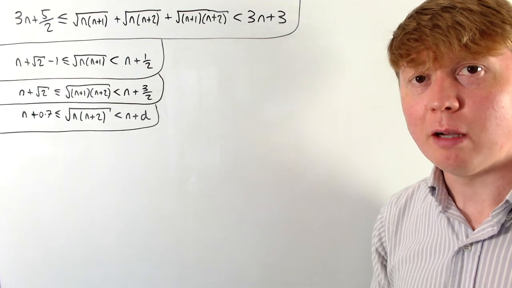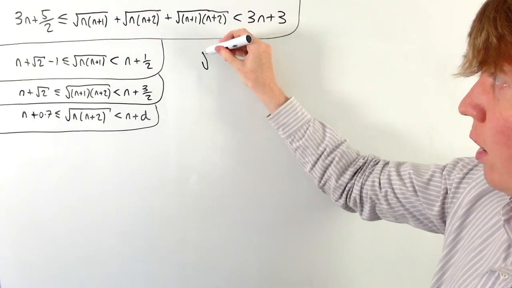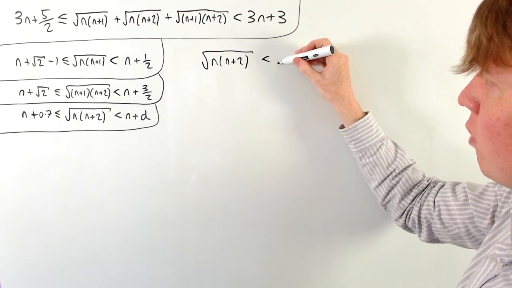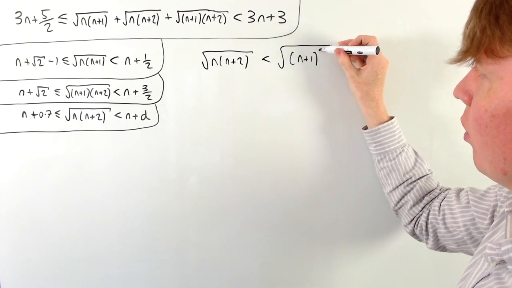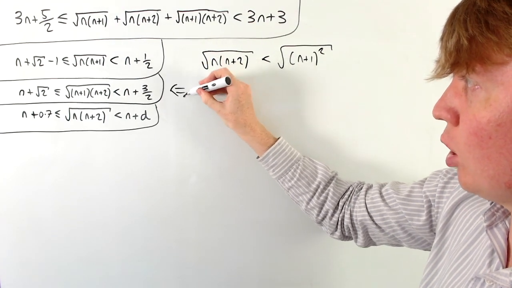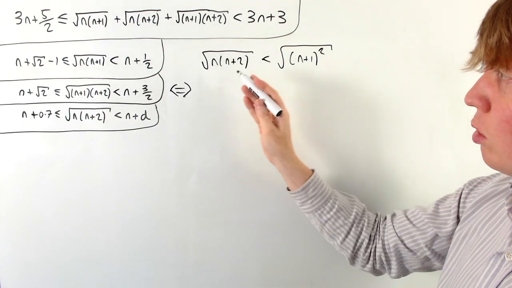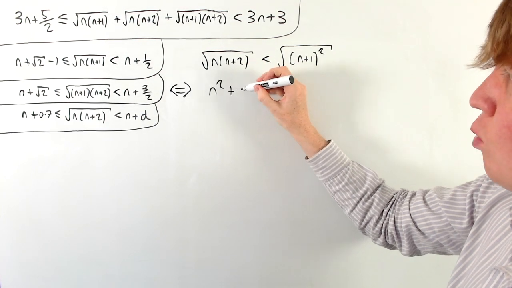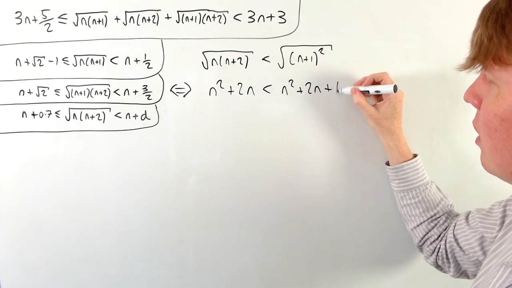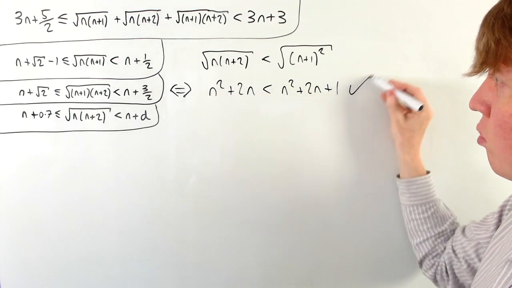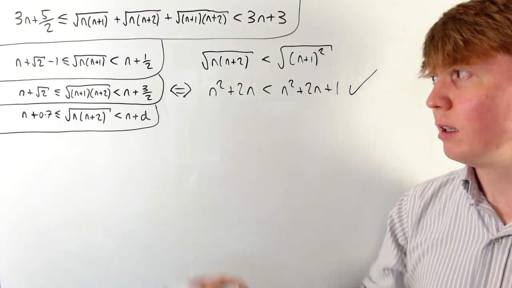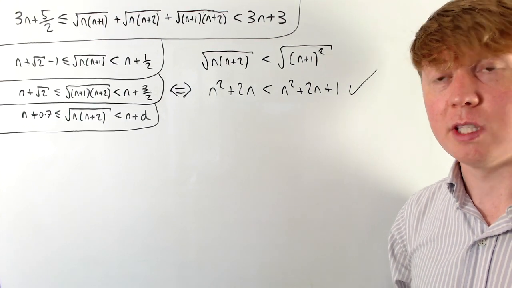And now to check that this upper bound does work with d equals 1, we just need to verify is the square root of n times n plus 2 definitely less than n plus 1, which we'll write as the square root of n plus 1 all squared. And we know that this inequality is going to be true if and only if the same inequality holds where we square both sides. So we can also expand the brackets as well. So we get n squared plus 2n needs to be strictly less than, when we expand the brackets here, n squared plus 2n plus 1. So you can see this is definitely true because we've got the same expression plus 1, which is going to be bigger than n squared plus 2n. So this upper bound does indeed work then with d equals 1.